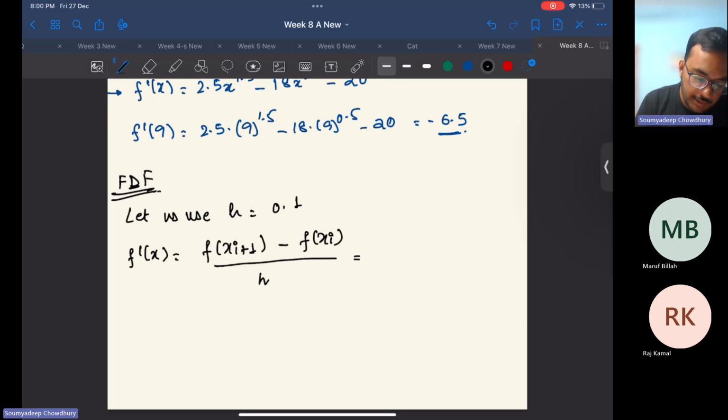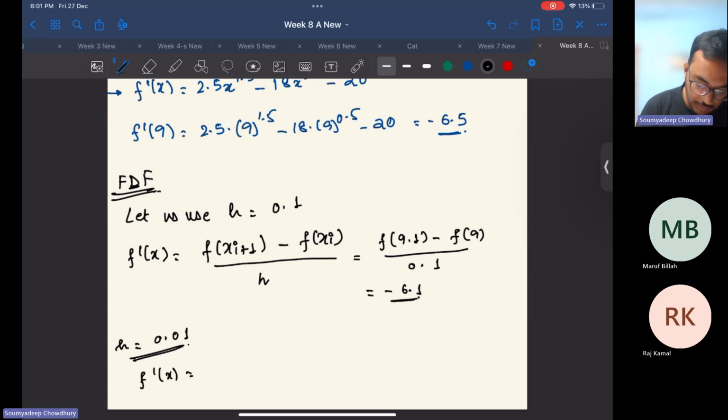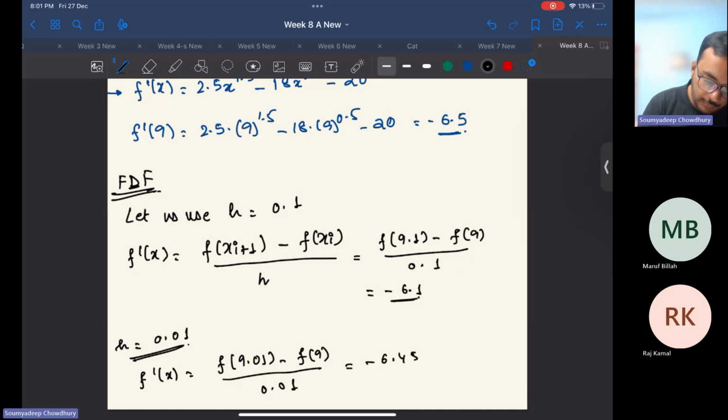So f of x_{i+1}, so x_i is 9, so x_{i+1} is 9.1, minus f of 9. If you substitute this, you will get minus 6.1. Similarly, now let us reduce h by one order, h equal to 0.01. So f dash x, if we find out, it is f of 9.01 minus f of 9 upon 0.01. If we find this, it is minus 6.45.